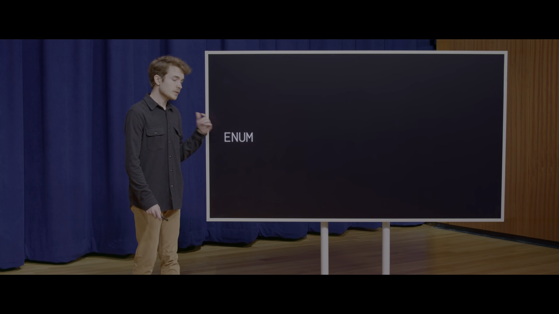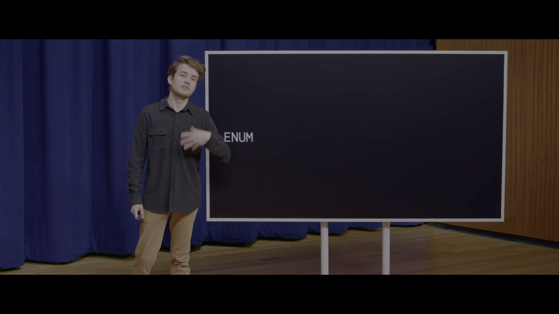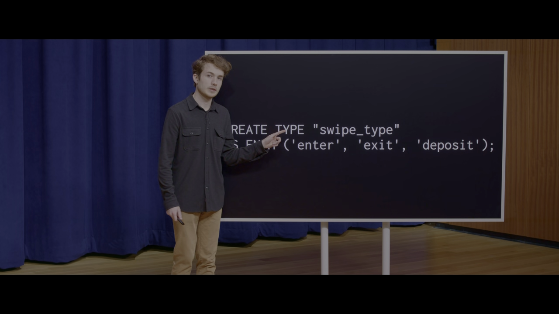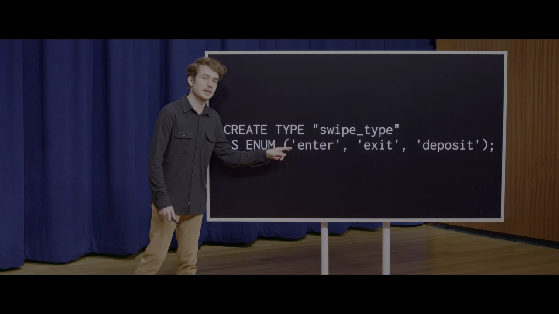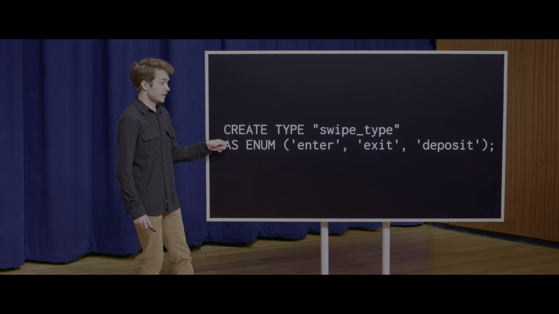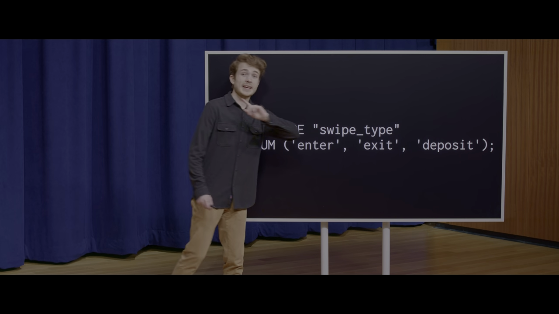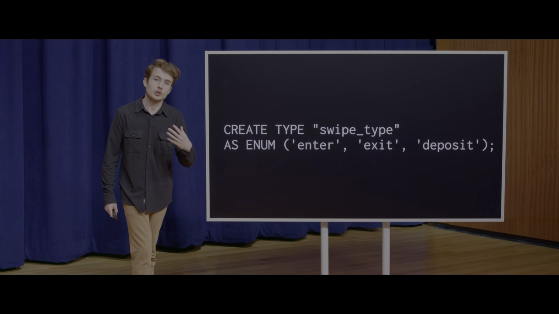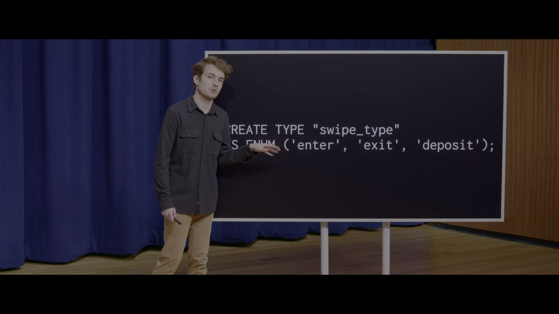So instead of including enum inside of our column definition, we actually create our very own type. Postgres supports something like this: create a type and give it some name, and then I could say what that type actually is. So here I've created some type and called it swipe type, and then said this type can have the following values: enter, exit, or deposit. And I can then use this name, swipe type, as my very own type in future create table statements. So something that Postgres has that MySQL might not in this form.